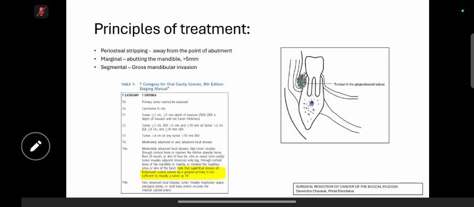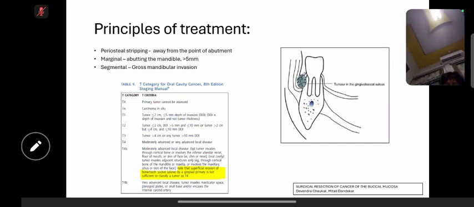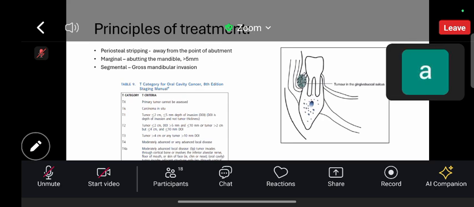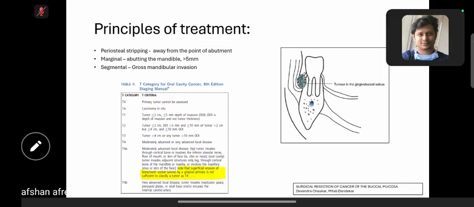Now coming to the principle of treatment. It could be either periosteal stripping, a marginal mandibulectomy, or a segmental mandibulectomy. Now the question is when and where we have to do all this. In periosteal stripping, the tumor should be away from the point of abutment, that is, away from the adjacent and reflected mucosa. Marginal should be considered when the tumor is abutting the mandible or if there is less than 5 mm invasion. Segmental is considered when there is gross mandibular invasion.